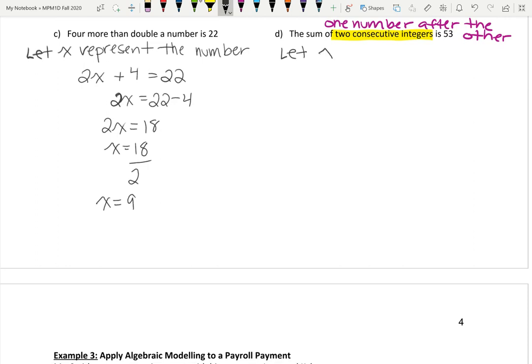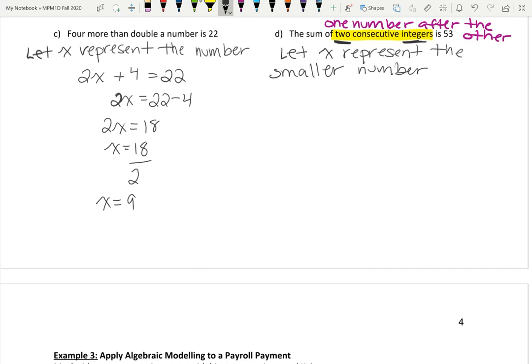Okay, so the sum, let's start with our let statement. Let x represent the smaller number. There's two integers specifically in this question, so I'm only writing a let statement for one of the numbers. I'm not writing another variable for the other number because we can't solve if we have two unknown variables.